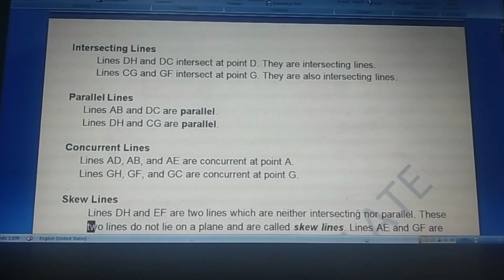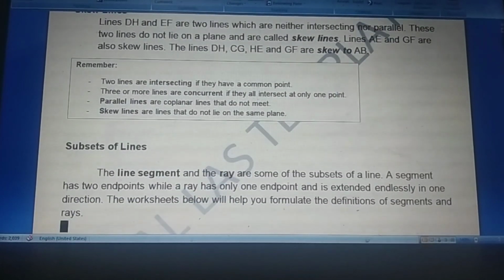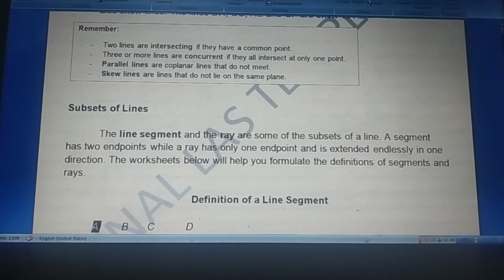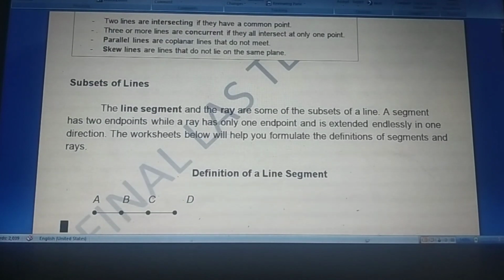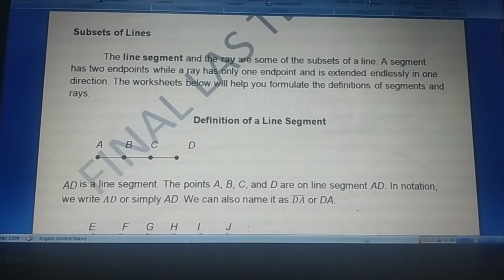Now let's have a recap on these four terms on lines. Two lines are intersecting if they have a common point. Three or more lines are concurrent if they all intersect at only one point. Parallel lines are lines which do not meet, and skew lines are lines that do not lie on the same plane. Next, let's proceed to subsets of lines. The line segment and the ray are some of the subsets of a line. A segment has two endpoints, while a ray has only one endpoint, and it is extended endlessly in one direction.